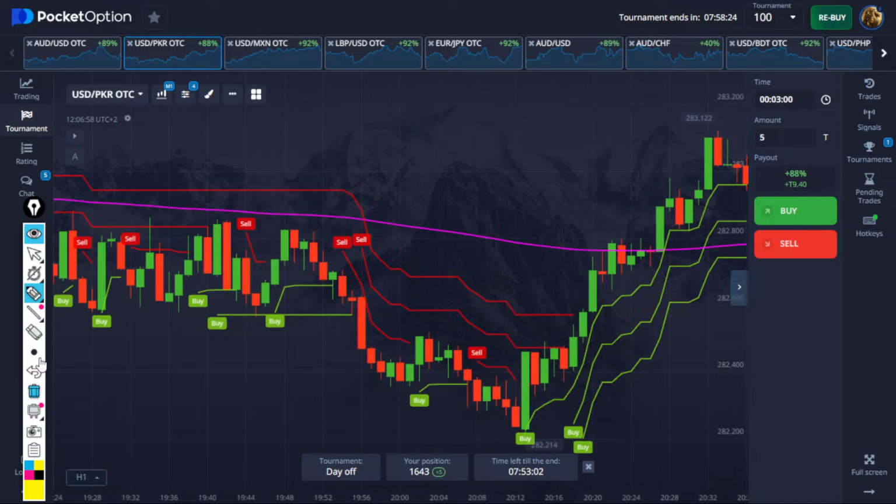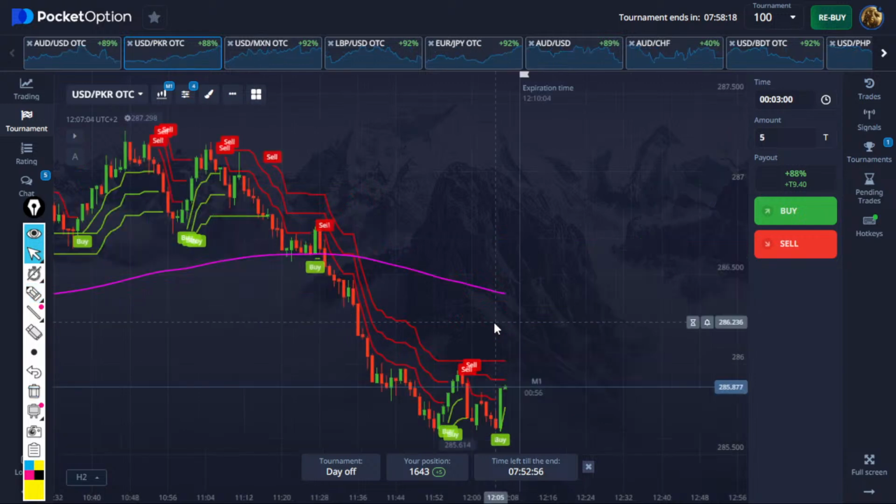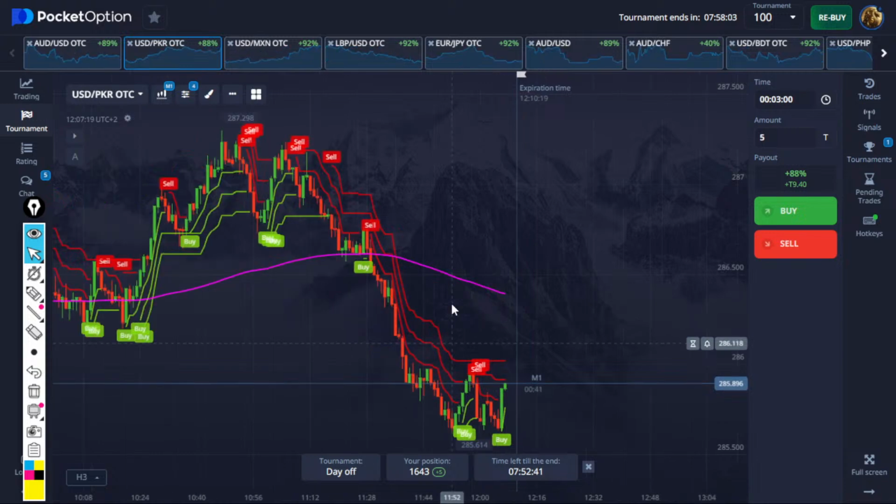SuperTrend is a trend following indicator. In my opinion, it's a very decent indicator to use. However, you should be careful and choose assets that have a clear momentum either to the downside or to the upside. So let's go ahead and take a few trades.